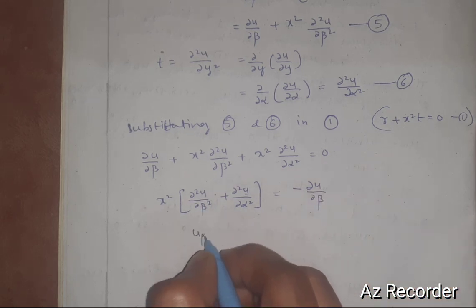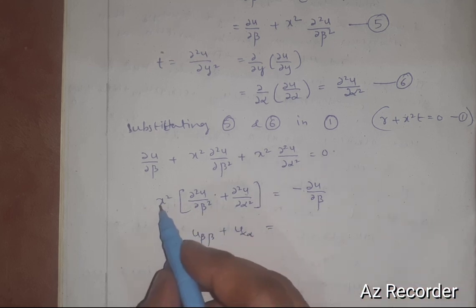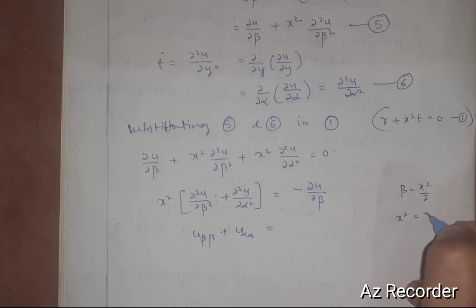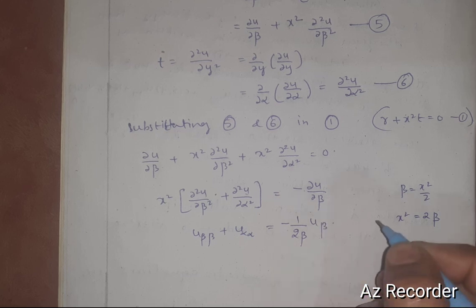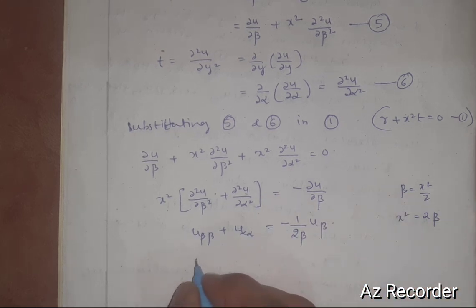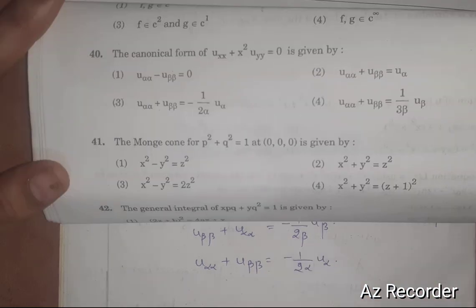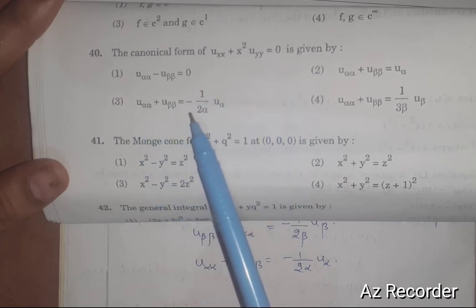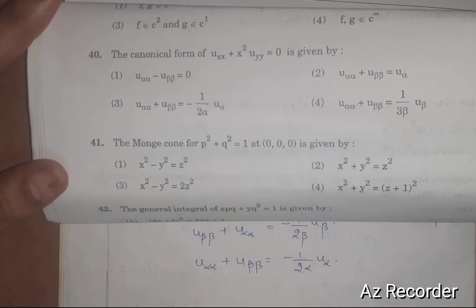So this is u_ββ plus u_αα is equal to minus 1 by x² times u_β. We have β is equal to x²/2, so x² is equal to 2β. This is minus 1 by 2β u_β. If you interchange β and α, we will have u_αα plus u_ββ is equal to minus 1 by 2α u_α. So this is the canonical form. So option 3, u_αα plus u_ββ equal to minus 1 by 2α u_α, is right.